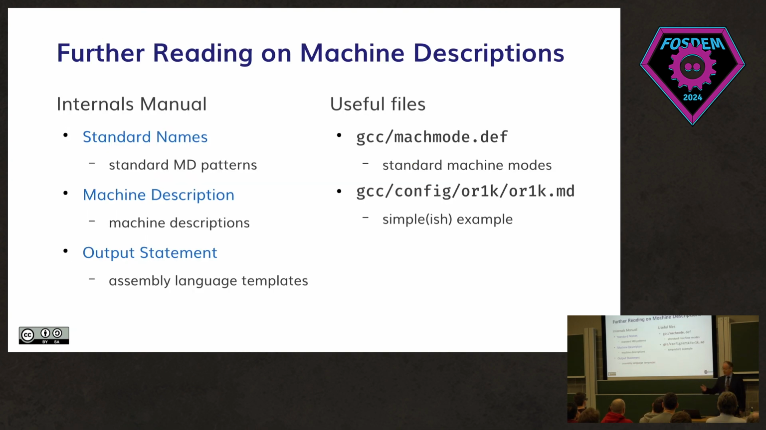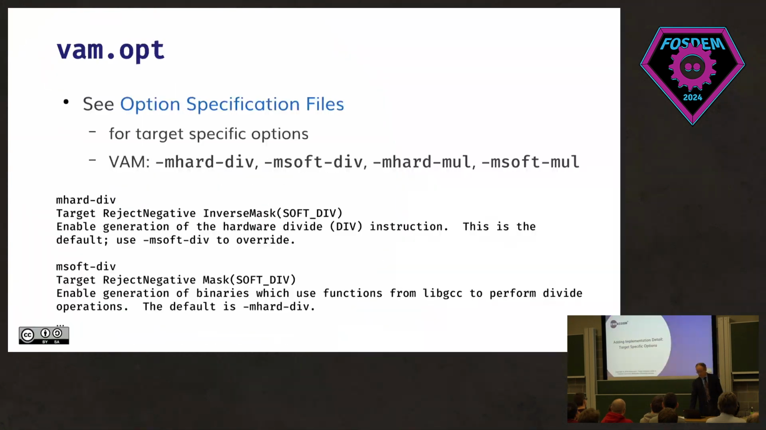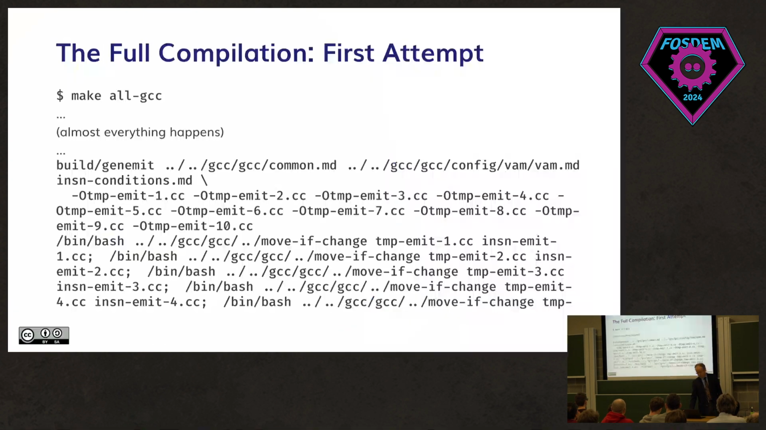So, the standard names, the standard MD patterns, machine descriptions, and output statements, how you do the assembly language templates, you've got some useful files in there, and I'd say the OpenRISC one is a good example that's pretty simple. What about the option file, vam.opt? There's the whole spec on this, and we're going to allow it to have hard division, soft division, whether or not you generate multiply and divide instructions. They have a fairly simple pattern of displaying what it is and a bit of descriptive text.